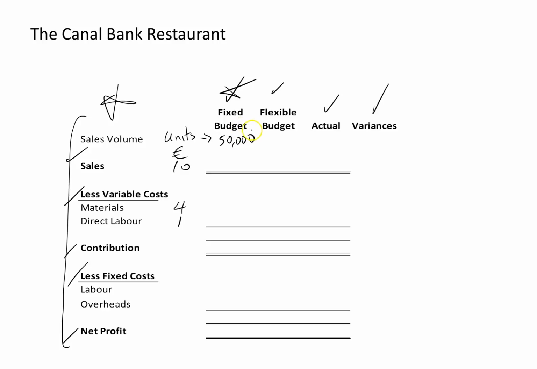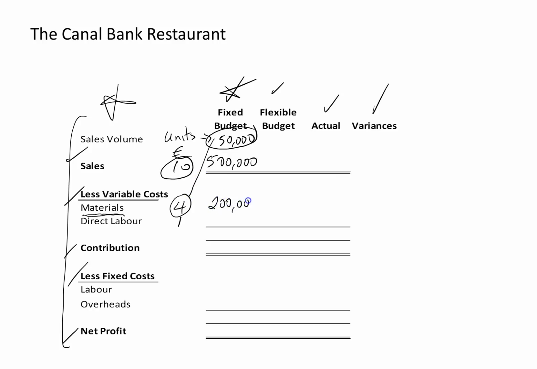So the plan was that we will serve 50,000 customers. Each customer will spend on average €10. So therefore, we would have been expecting €500,000 worth of revenue. In terms of the variable cost, each customer will cost €4 in materials. So the materials, the direct materials, that's the food and beverage. So therefore 50,000 by 4 will be 200,000.